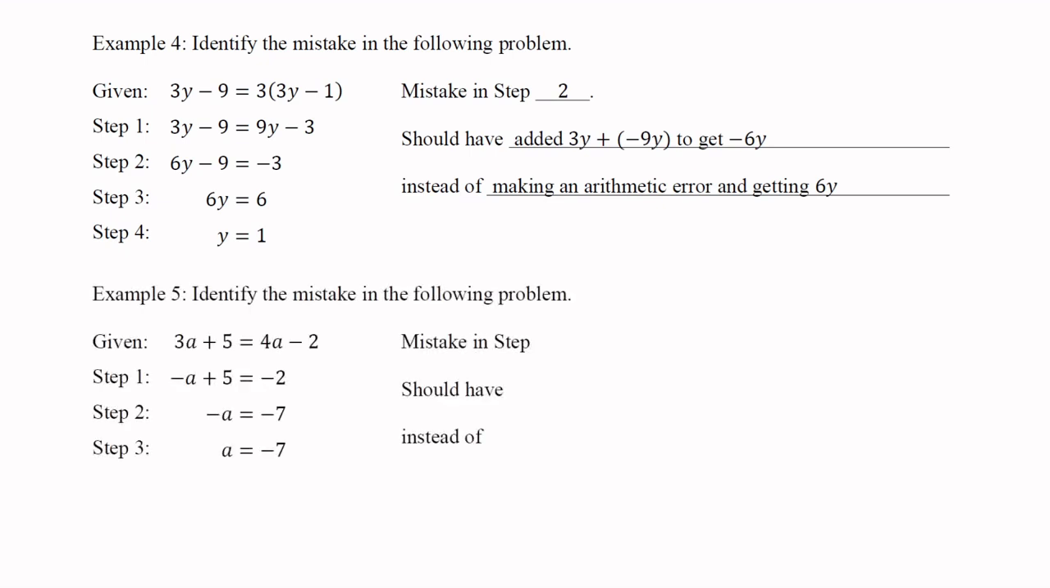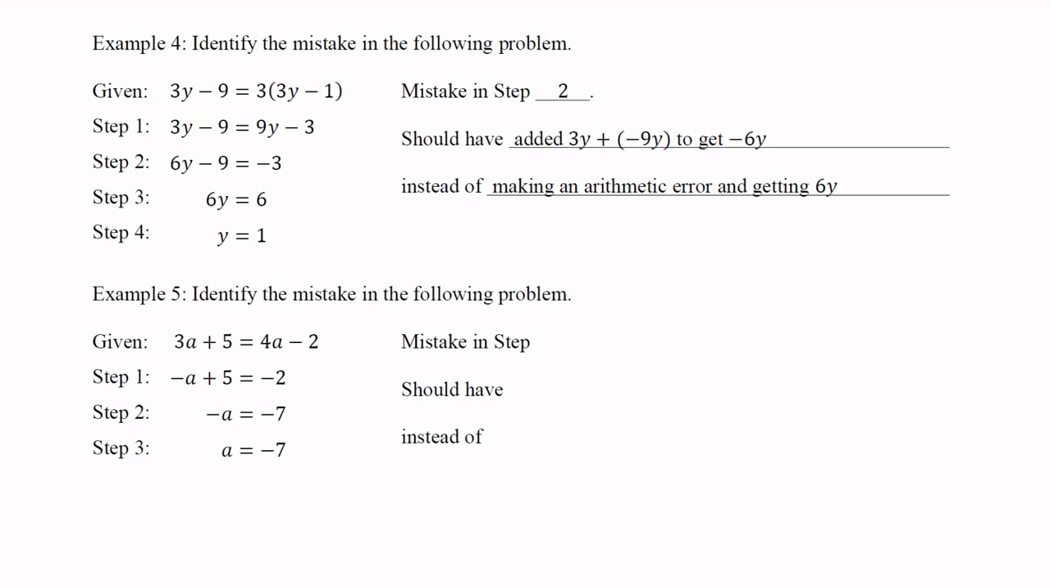For example 5, we're going to identify the mistake here. So let's start with step 1. We start by subtracting 4a from each side to move the variable. 3a minus 4a does give us negative a. So step 1 looks good. Next, we're going to subtract 5 from each side. So we do that. We get negative 2 minus 5 gives us negative 7. So step 2 looks good.